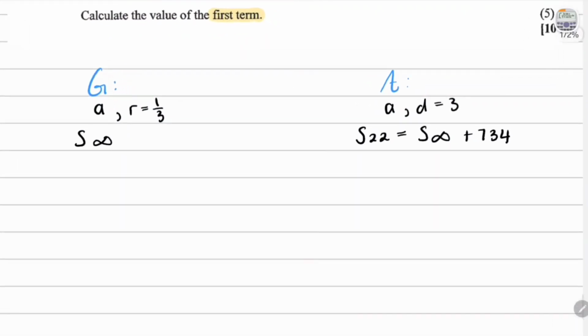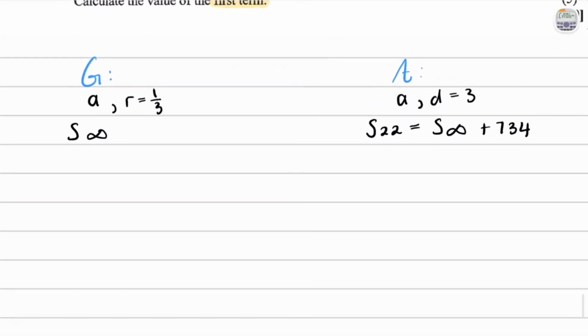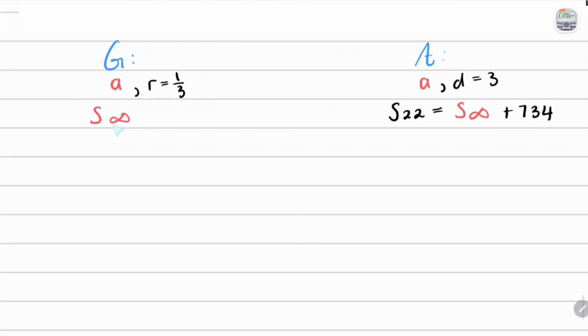Okay, so this is what we have been given. Because they both create equations, the sum to infinity is equal to something and the sum of 22 terms is equal to something. They both create two equations, but what is common in both equations would be A and of course the value of the sum to infinity. Let's start by finding that sum to infinity.